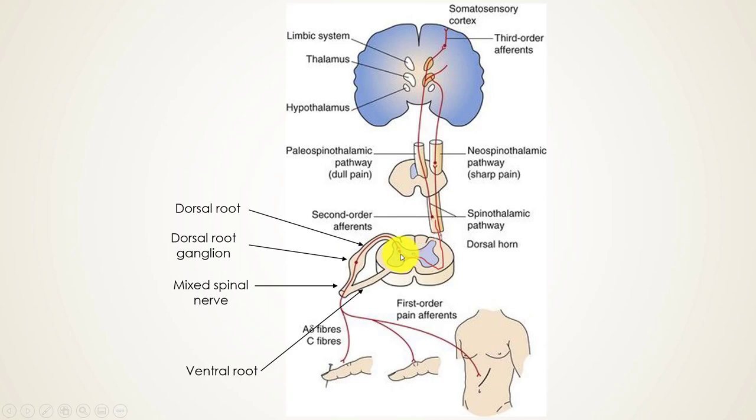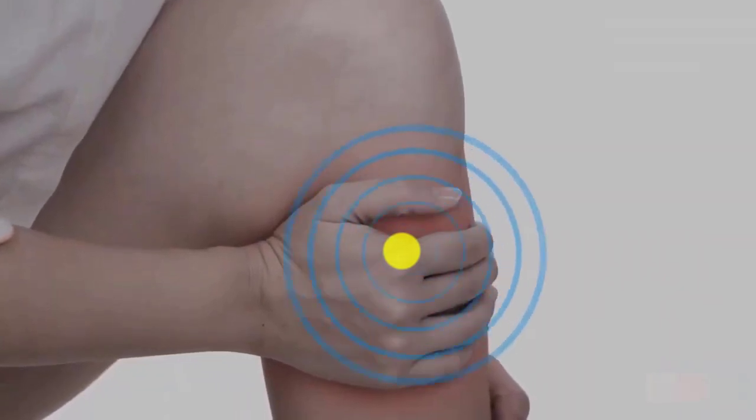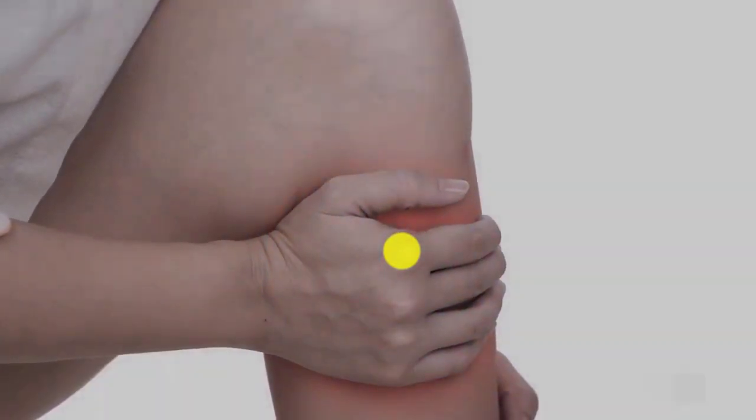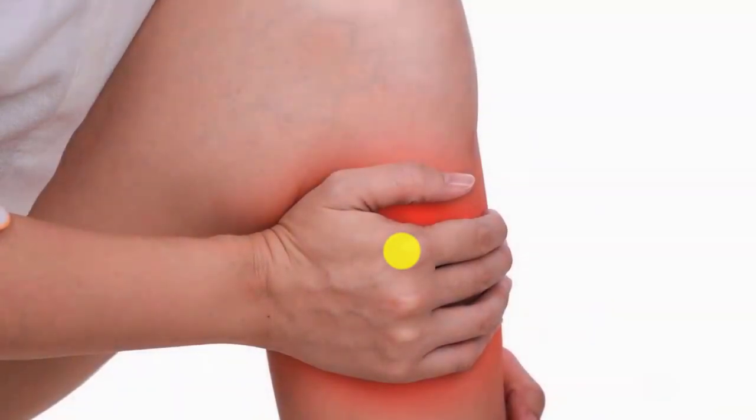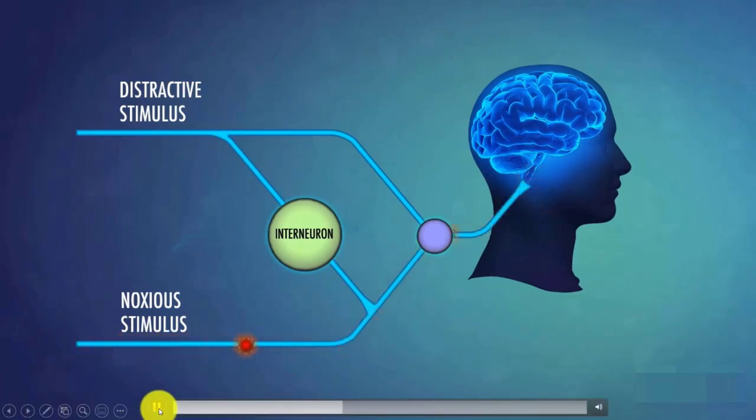Actually, these interneurons connect multiple nerves at the spine and they act like gates, controlling which messages get through to the deeper structures of the spine and brain. Imagine this for a moment. You walk into your living room and you bang your leg on the coffee table. What happens next? Like most people, almost instinctively, you reach down and start rubbing the point of impact. And in a few seconds, it will start to feel better.